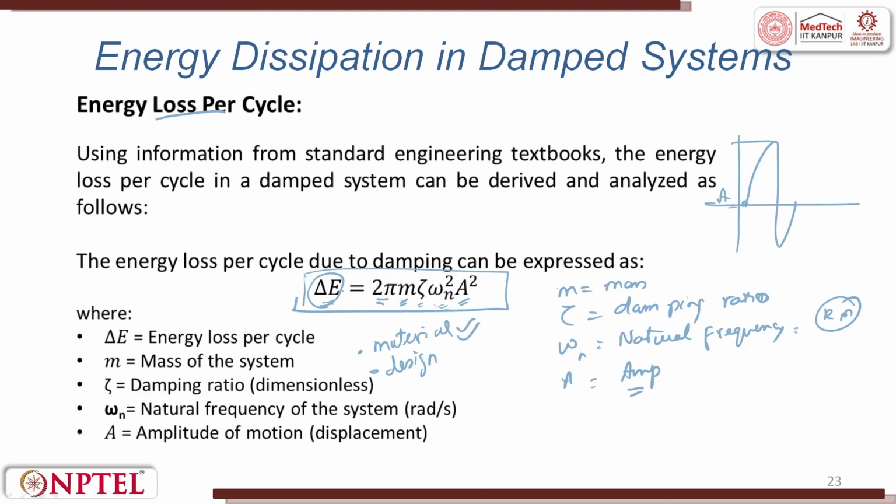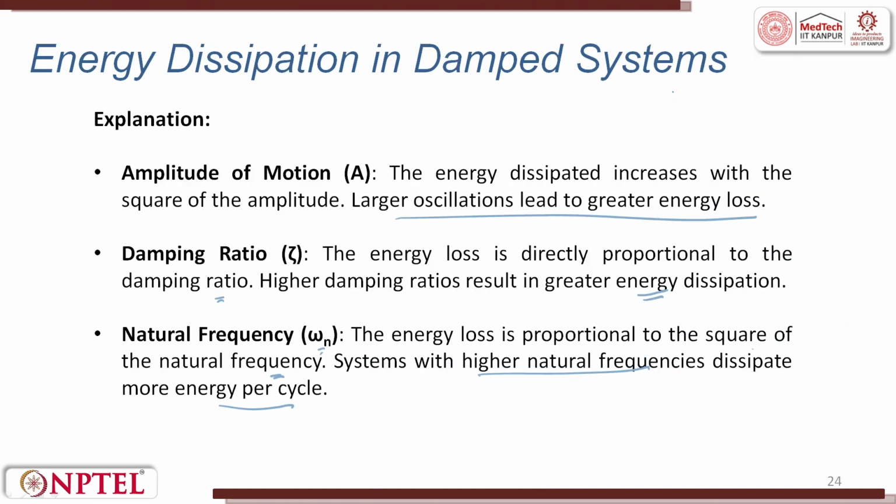So, what are we trying to express? We are trying to say delta E is directly proportional to mass, directly proportional to the damping factor zeta, directly proportional to the square of the natural frequency, and also proportional to the square of the amplitude. If the amplitude is high, then large oscillations lead to greater energy loss. Right? A higher damping ratio results in greater energy dissipation. A system with higher natural frequency dissipates more energy per cycle. So, these are very important.